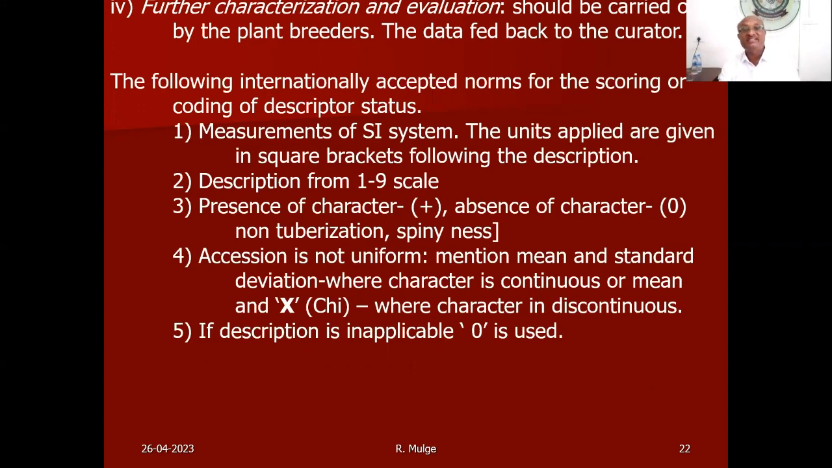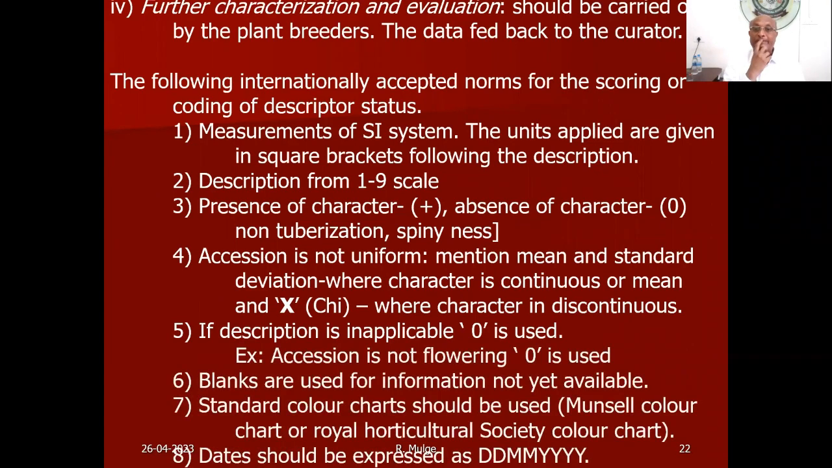Then further, the characterization. Spines also. Expression is not uniform. Mention mean and standard deviation where the character is continuous, and mode and chi value for the character that is discontinuous. If the descriptor is inapplicable, then you can just mention 0. So if it is not flowering, you can't do anything on the flowering characters. Blanks are used for information not yet available. A standard color chart should be used, the Munsell color chart or the Royal Horticultural Society color chart, and dates should be expressed with the first 2 digits as days, the next 2 digits as months, and the last 4 digits as year.